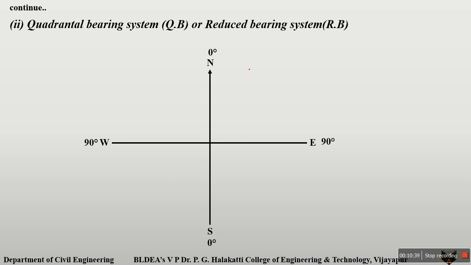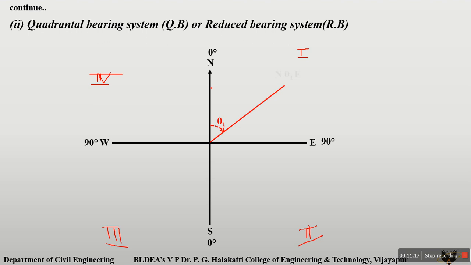Again, this is the first quadrant, second, third one, and last, fourth. Suppose there is a line in the first quadrant. In this case, it is the first quadrant. In the first quadrant you have to take the reference line, that is the north direction, like this.